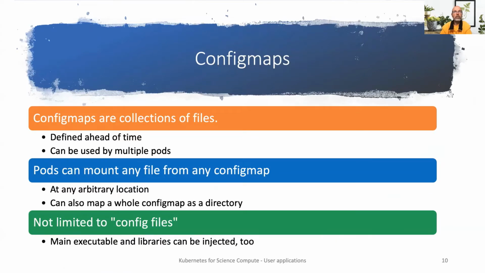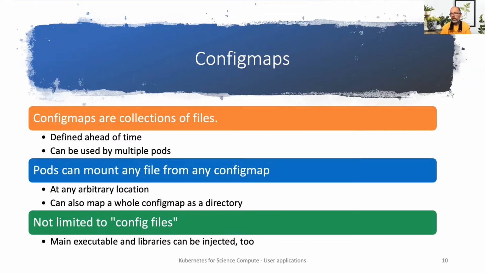Let's start with config maps, which are the most useful. While the name may not make it obvious what that means, a config map is really a collection of files. You create a config map object ahead of time. You put a bunch of files in it, and then you can get any files in those config maps from any pod that you launch.